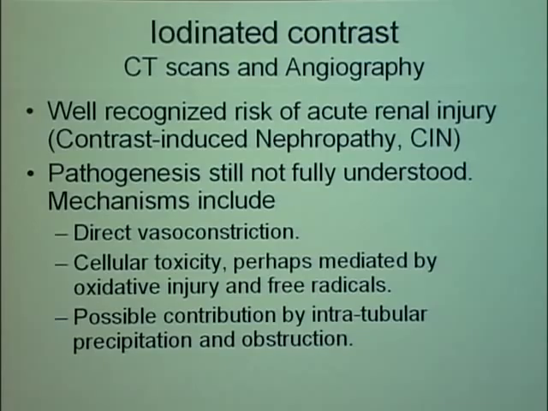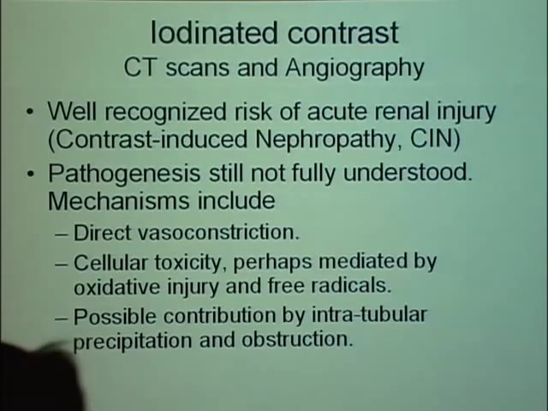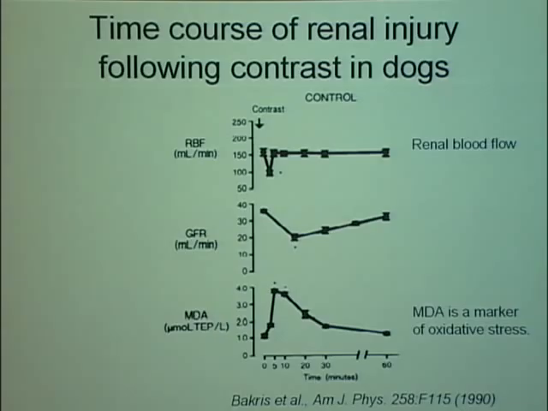Clearly, there are at least three processes that may be going on that contribute, but exactly the role of these in human run-of-the-mill contrast nephrotoxicity is really not certain. So what we do know is that iodinated contrast does cause acute vasoconstriction in the kidney and probably contributes somewhat to the kidney injury. There's also direct cellular toxicity of these agents that can be shown both in whole organisms and in cultured cells. And then the possibility that these things may become concentrated, precipitate, and cause intratubular obstruction has never really been disproven. It may contribute to acute renal failure of iodinated contrast.